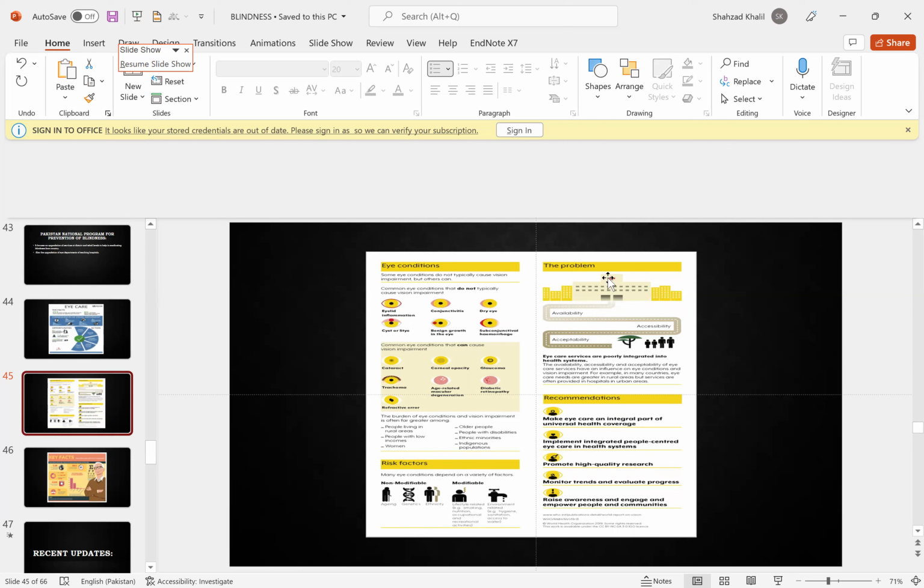So the problem is there should be availability and accessibility for the people, and the eye services should be properly integrated into the health system. And the recommendations are to make eye care an integral part of universal health coverage, implement integrated people-centered eye care in the health system, promote high-quality research, monitor trends and evaluate progress, and raise awareness and engage and empower people and communities.